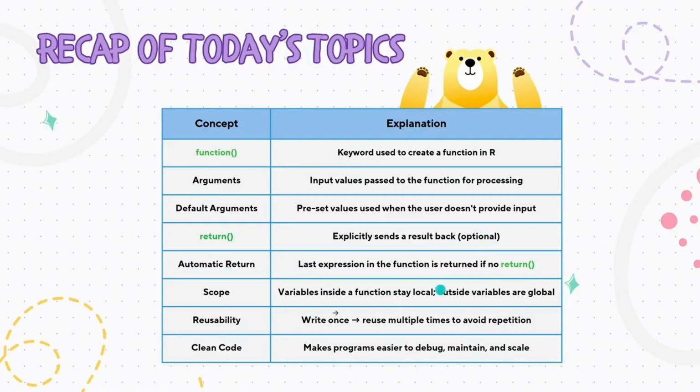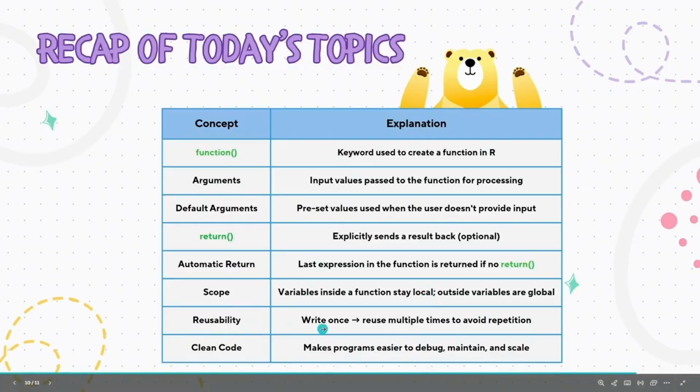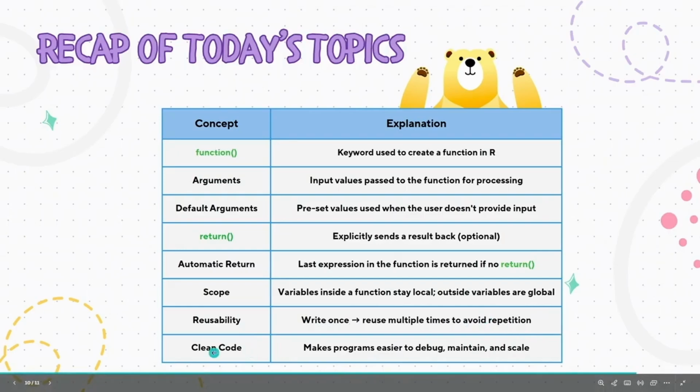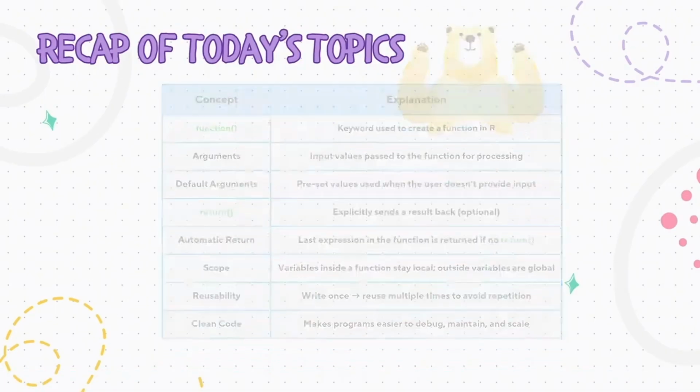Next up, we also learned about the scope of a variable, that is where the variable can be accessed or modified. Variables inside of a function stay local. They can't be accessed outside of a function, which is the global environment. We also learned about reusability, which is if we write a function once, we can reuse it multiple times to avoid repetition. And finally, we learned that functions help us to write cleaner code, which makes programs easier to debug, maintain, and scale. And that was it for this video.